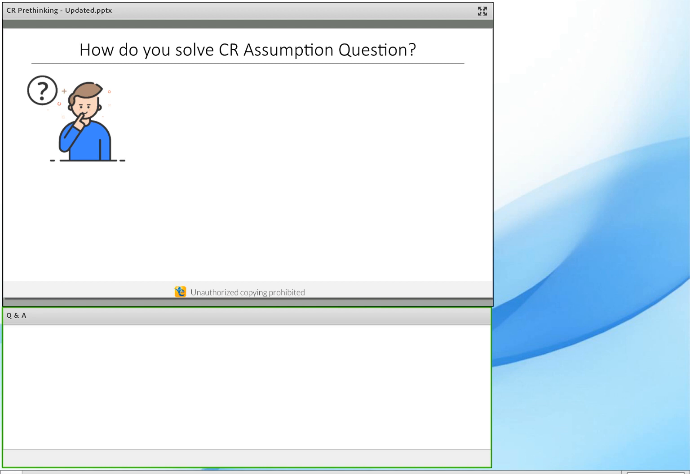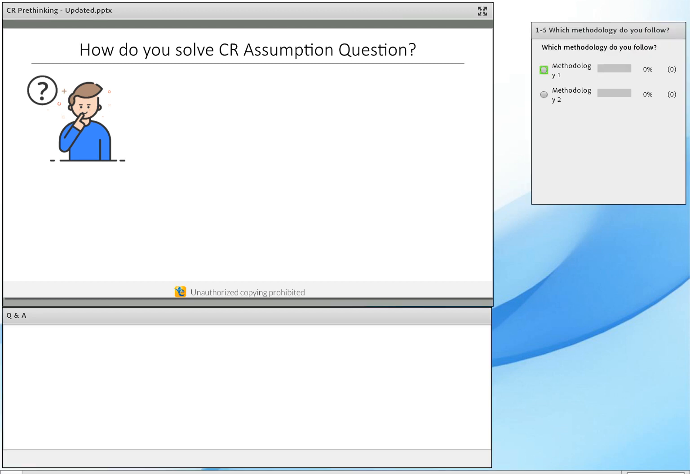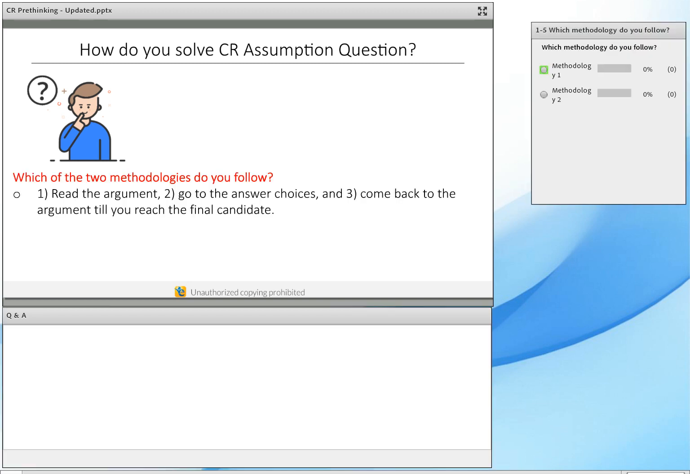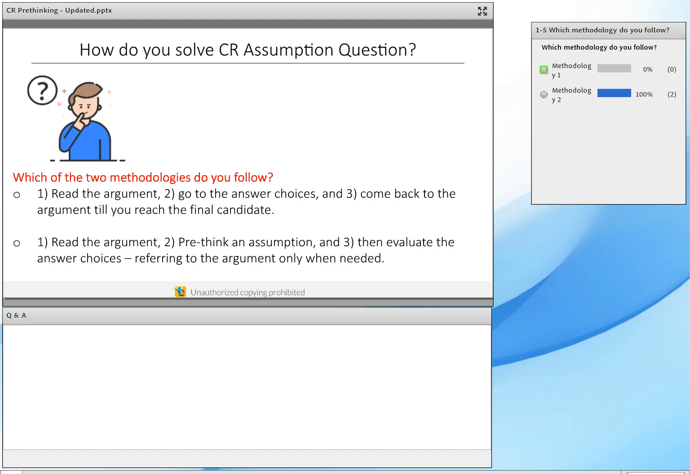Okay, so let's talk about your current approach, and the question is, how do you solve CR questions? Let me bring in a poll question over here. I'm going to present two methodologies, and I want you to tell me which methodology you follow. One is read the argument, go to the answer choices, and go back and forth between the argument and the answer choices till you reach the final candidate. The second is read the argument, do the pre-thinking, and then evaluate the answer choices.